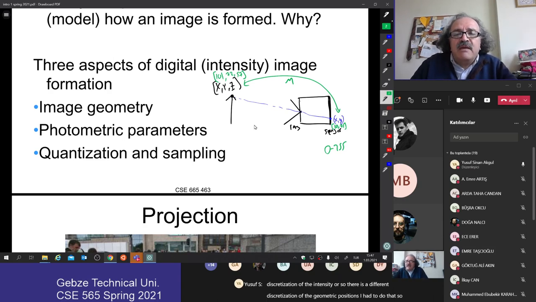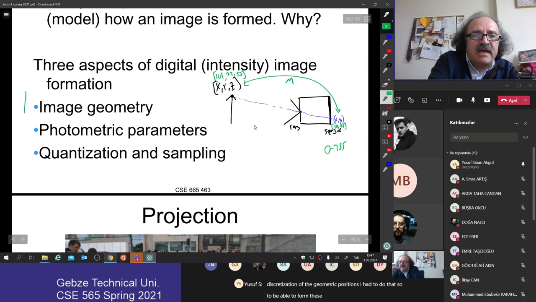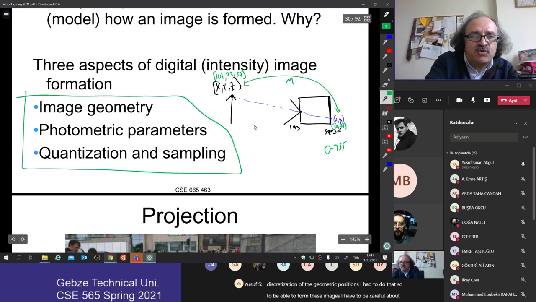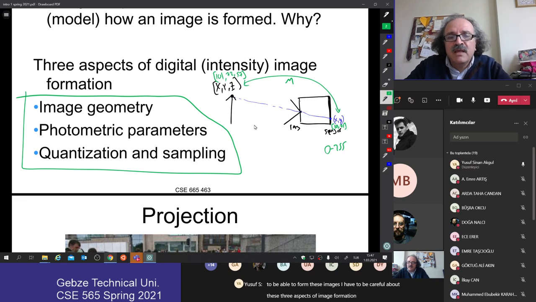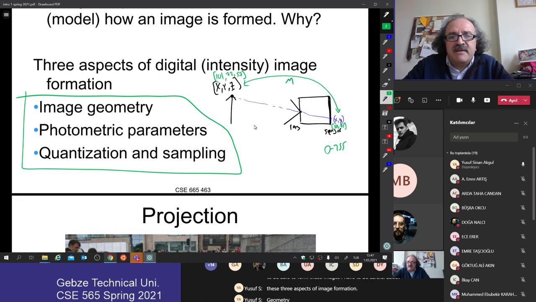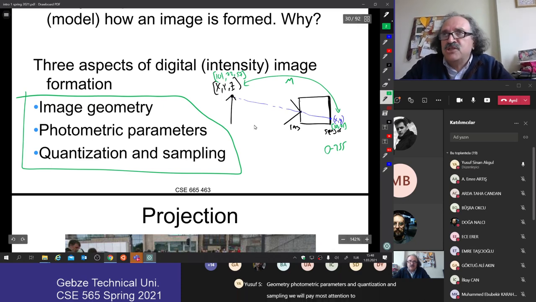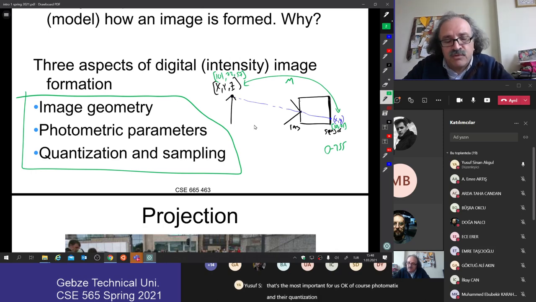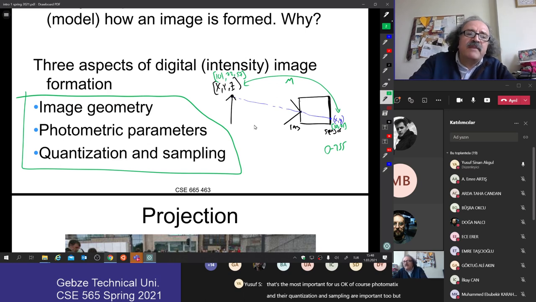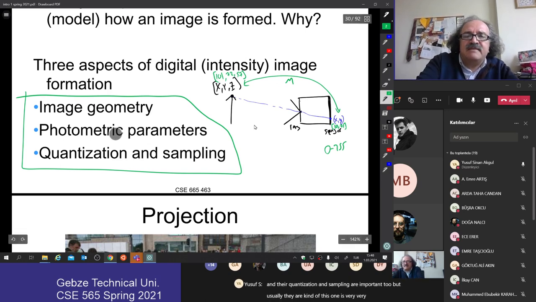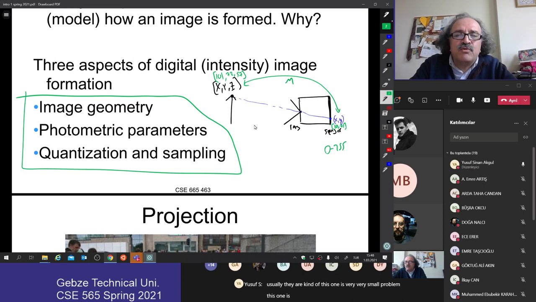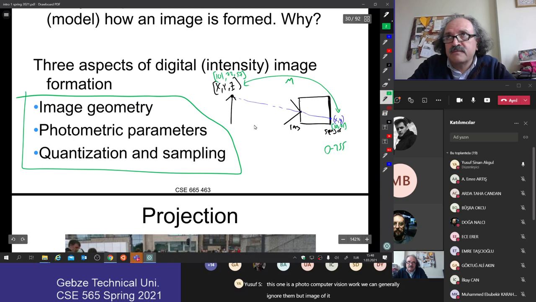So to be able to form these images, I have to be careful about these three aspects of image formation: geometry, photometric parameters, and quantization and sampling. We will pay most attention to image geometry. That's the most important for us. Of course, photometry and quantization and sampling are important too. But usually these are very solved problems, and for the computer vision world, we can generally ignore them. But image geometry is very important.